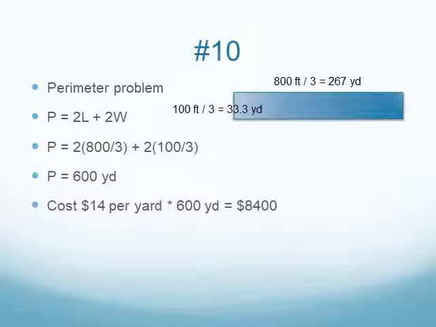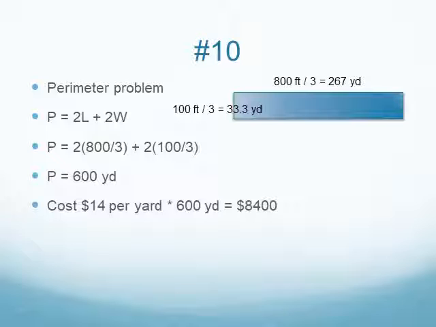Something's wrong because my measurement is in feet, but my cost is in yards. So normally we adjust that in the beginning. I went ahead and made my rectangle. I labeled it 100 feet and 800 feet, and then I converted those both into yards. Okay? All right, so like I said, this is a perimeter problem.